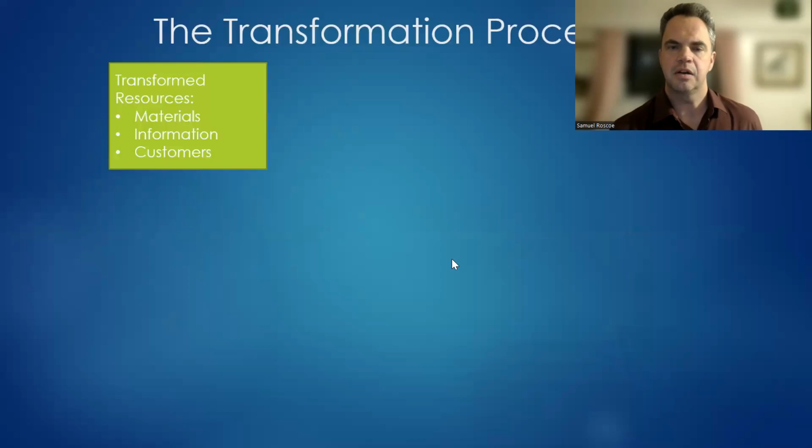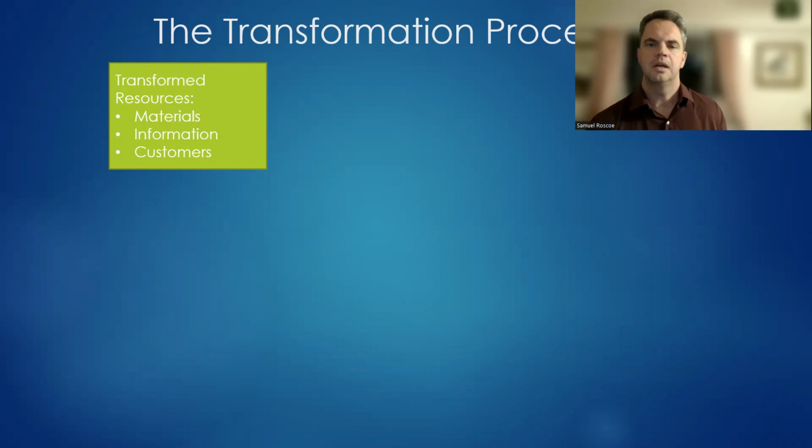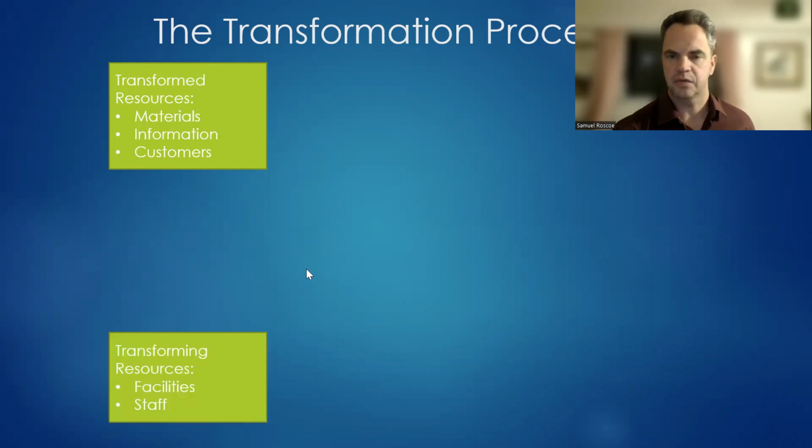So what we can see here is the operations process, which we've begun to understand as a transformational process. Operations management itself is transforming inputs into outputs, and it is what happens in that transformation that gives us the operations and the operations management concept. When we look at transformed resources, these are all of our raw materials or subcomponents or subassemblies, all of the information, our demand information, as well as, if we're in a service-based operation, it could be our customers. And then we have our transforming resources, which are our facilities and our staff.